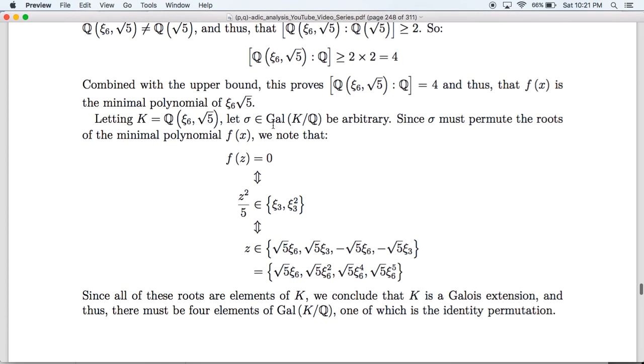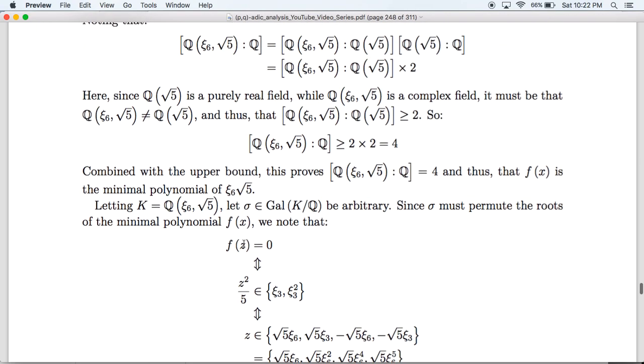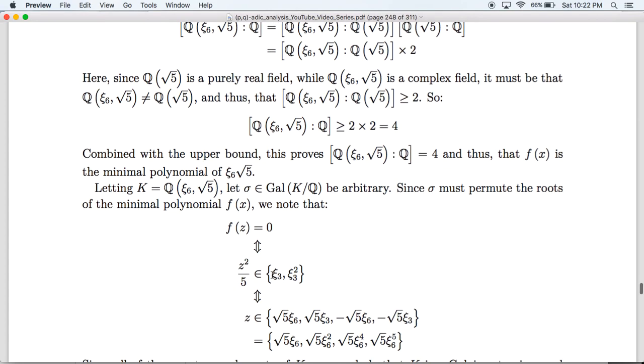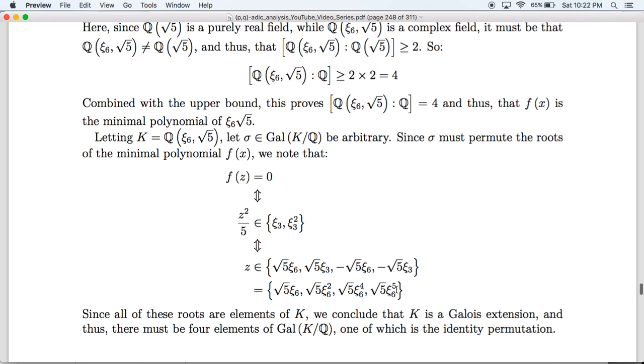So here, let sigma be an arbitrary element of our Galois group of the field K over Q. Since sigma must permute the roots of our minimal polynomial, the fact that f(z) equals 0 occurs if and only if z squared over 5 is contained in c3 or c3 squared, which, if we multiply by 5 and take the square root, means the only way that these are the roots of our minimal polynomial is: the square root of 5 c6, square root of 5 c6 squared, square root of 5 c6 to the 4th, square root of 5 c6 to the 5th. These are all elements of K.